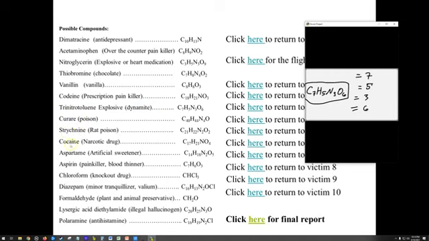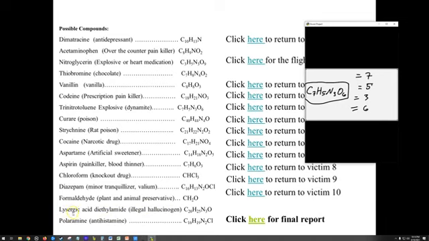Strychnine is rat poison. Cocaine is a narcotic drug. Aspartame is an artificial sweetener. It's in diet drinks. Aspirin is kind of like acetaminophen. It's a painkiller and blood thinner. Chloroform is a knockout drug. Diazepam is a minor tranquilizer. It's a type of Valium. Formaldehyde is a plant and animal preservative. Lysergic acid is a narcotic. It's illegal. This is basically acid.